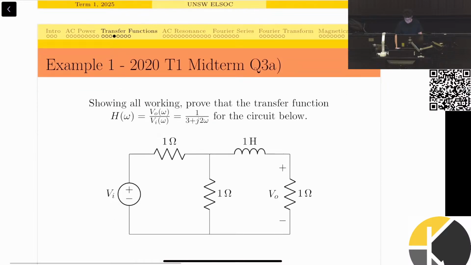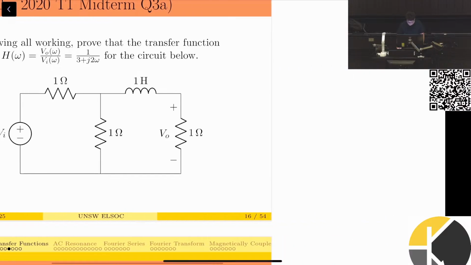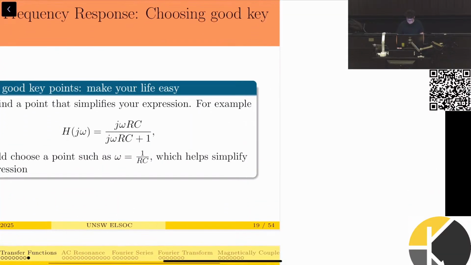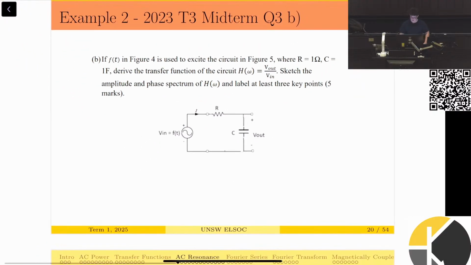Once you actually have it, I'm just going to explain the method quickly, just in case you don't know. You'd find V out as some expression of V in, and V out over V in would be our transfer function. We will actually do another transfer function question, a simple one.